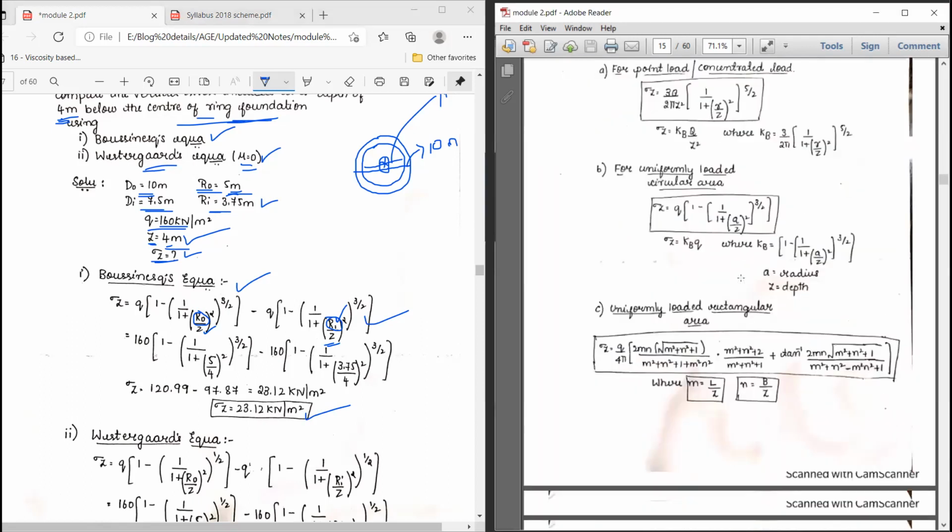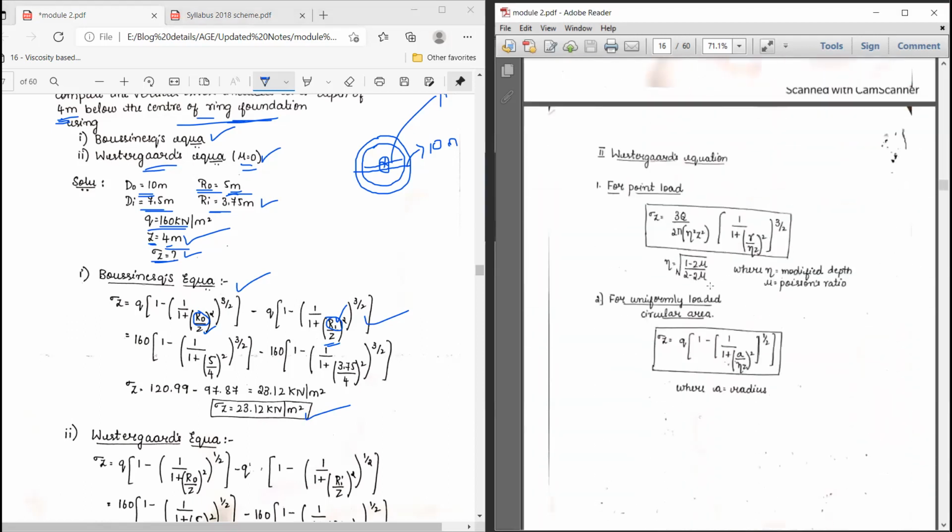Now, let us see what is the formula for Westergaard. Yeah. So this is the formula for Westergaard equation. So what is that? Sigma z is equal to Q into 1 minus 1 divided by 1 plus a divided by eta into z whole square whole to the power of 1 by 2. Okay. Eta can be calculated by using this formula. Eta is equal to square root of 1 minus 2 mu divided by 2 minus 2 mu.